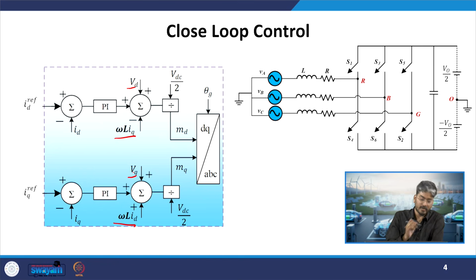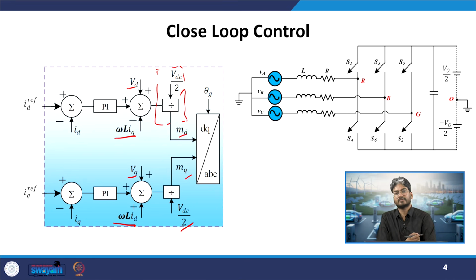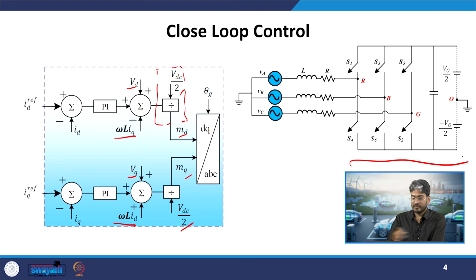Now this Vd and Vq are our feed forward terms to improve the response of our closed loop system, and this is divided by VDC by 2 to make it per unit, or to calculate the modulation index, which will range between 0 to 1. If we are not going for a per unit system, then this division can be avoided. It depends on how the control system is designed. If you are going for actual values, we will not require this division by VDC by 2. VDC by 2 is the maximum peak value which can be obtained from this converter with a supply of VDC, so it gives us a value limited between 0 to 1.